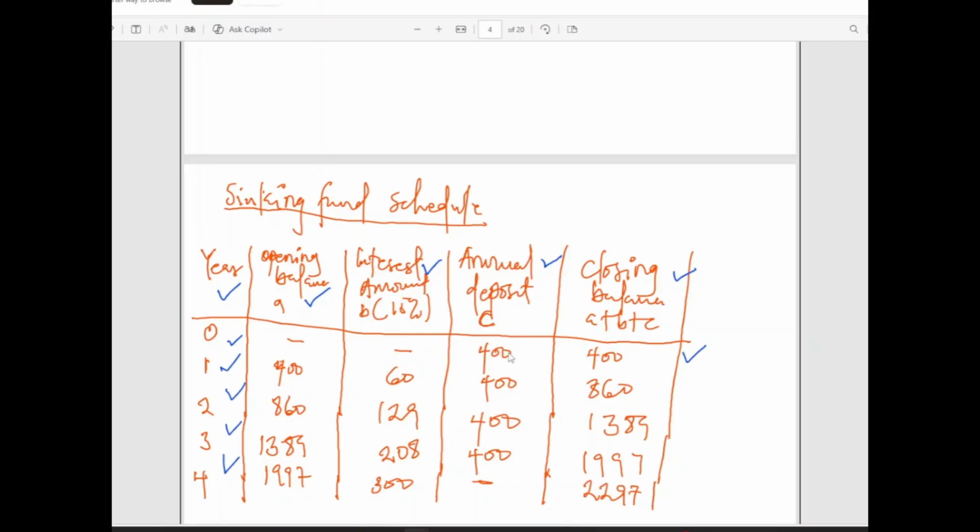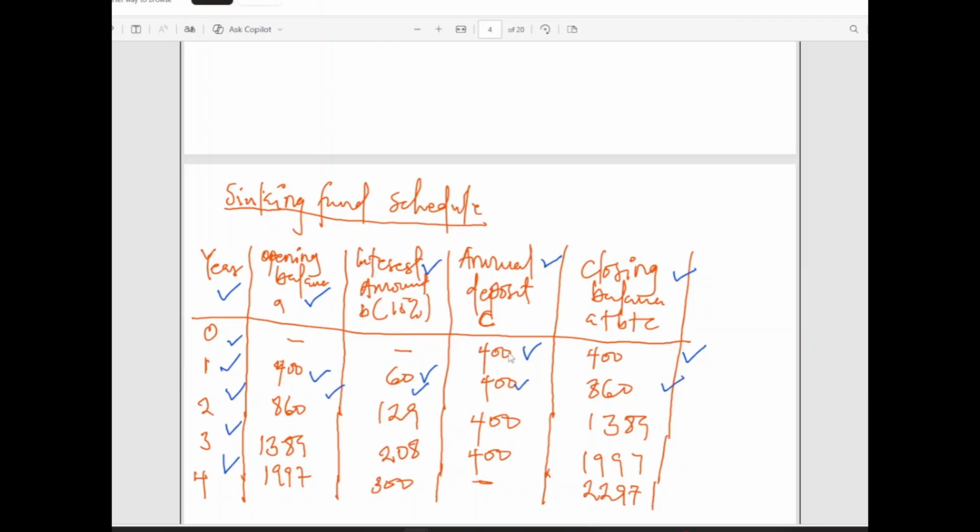So at year 1, we still have that deposit that was made at year 0. Then you calculate our interest of 15% on it, so you get 60. Then we are making a periodic deposit of 400 Ghana cedis, and it runs through to the end of the period, right? So now our closing balance will be our opening balance plus our interest plus our deposit.